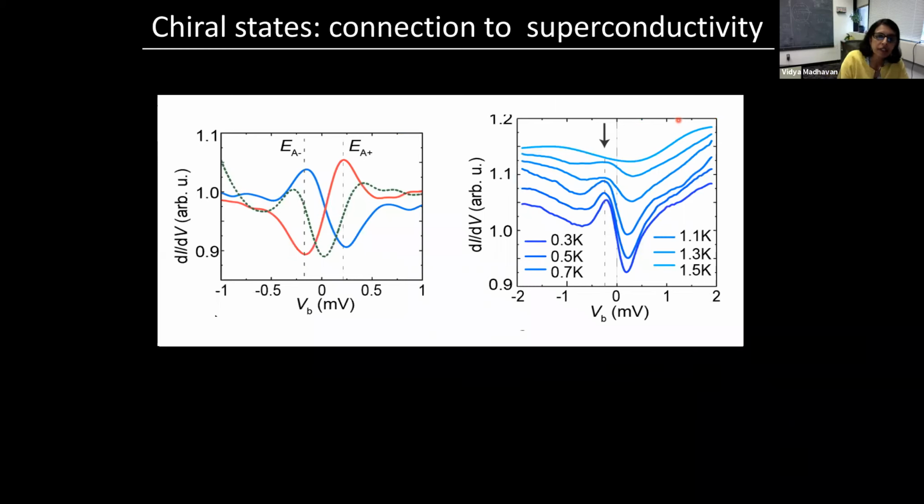So what does this feature have to do with superconductivity? Well, one thing is, like I said, it lives inside the superconducting gap. The second thing is we checked its temperature dependence, and it disappears right around TC. So this is 1.5 Kelvin, right? The feature is gone.